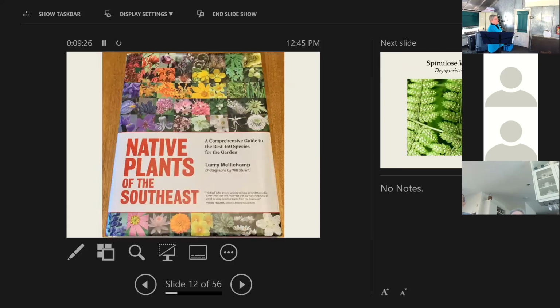Now I'm going to mention throughout my talk Larry Mellichamp's wonderful book, which many of you may have, Native Plants of the Southeast, which deals with ferns and aquatic plants and perennials and annuals and trees and shrubs and all kinds of things.